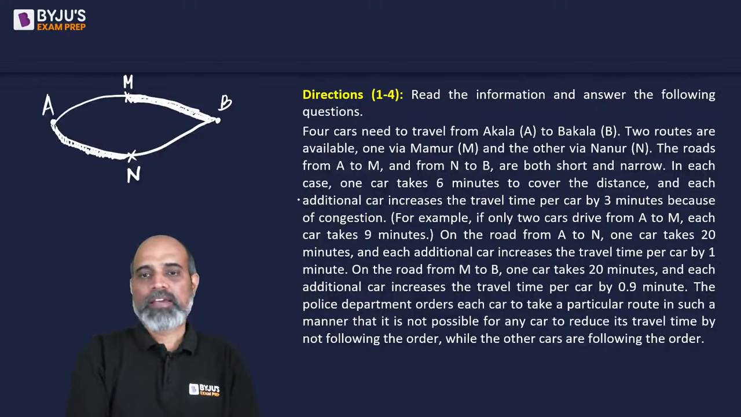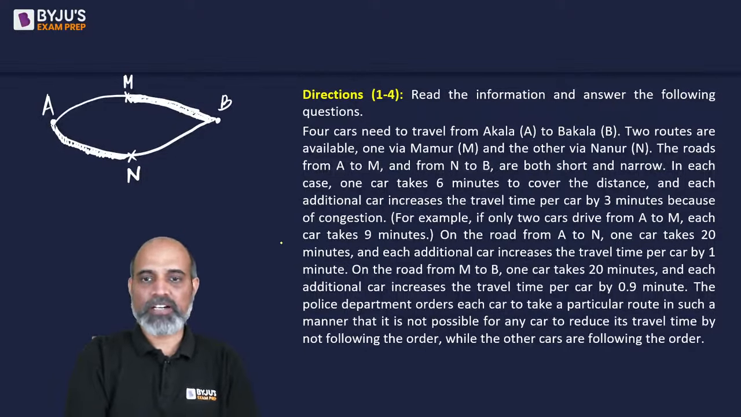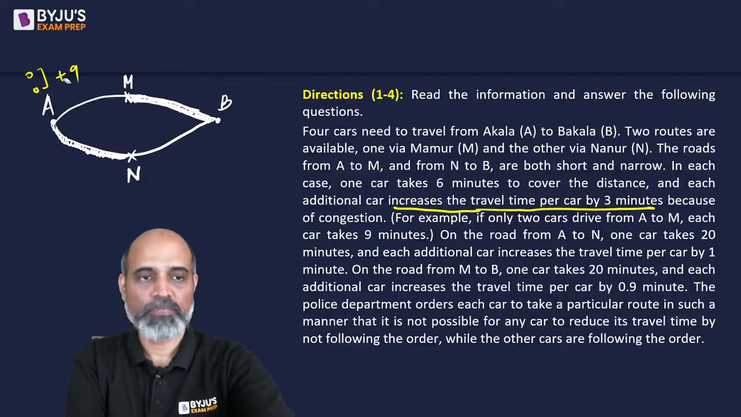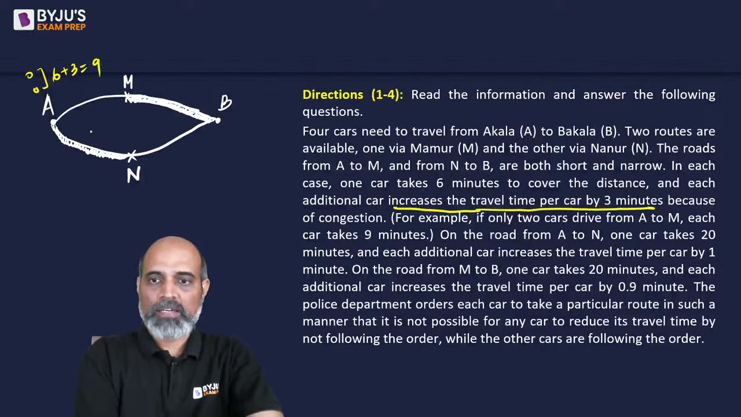Now, in each case, one car takes 6 minutes to cover the distance, and each additional car increases the travel time per car by 3 minutes because of congestion. For example, suppose only 2 cars drive from A to M. Because this is one extra car, the travel time per car increases by 3 minutes. So had there been only one car, it would take 6 minutes. But since there are 2 cars, it will take 9 minutes for each of them. It's not plus 9, it's actually 6 plus 3, which results in 9.